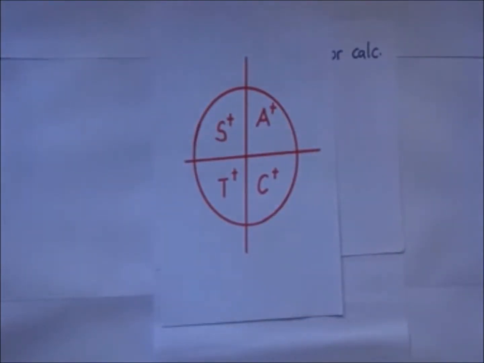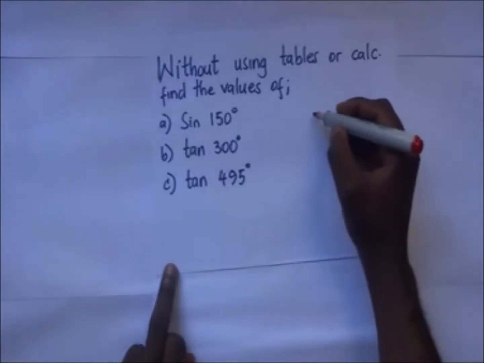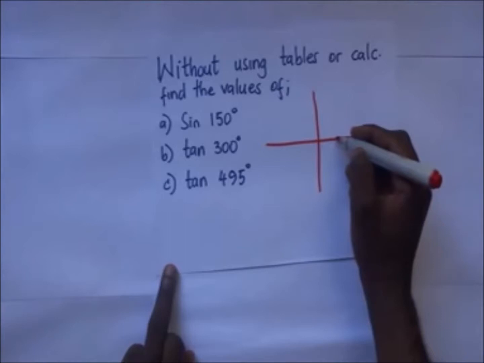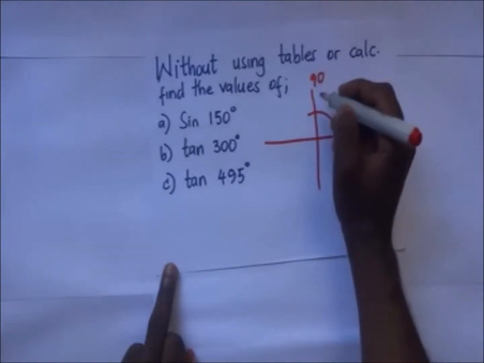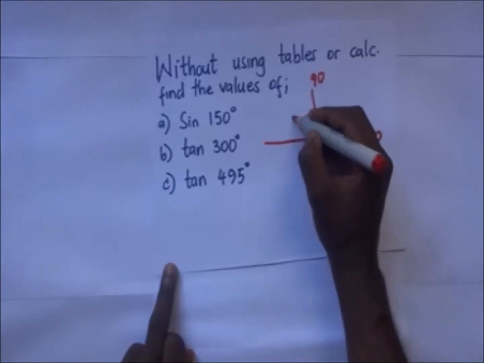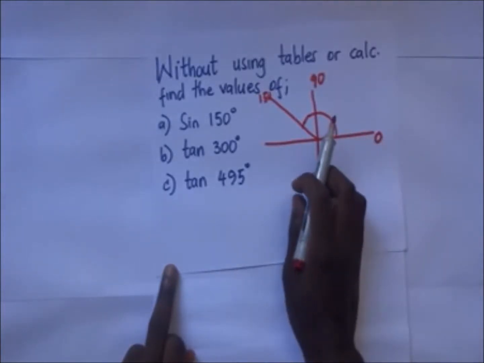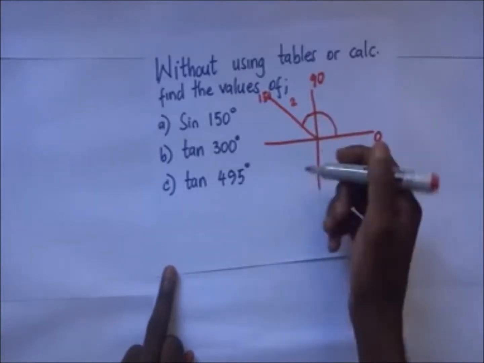Let's do some numbers. Without using tables or calculator, find the value of sine of 150. So now looking at the sine of 150, let's draw this. We start from here, 0 degrees, this is 90, so 150 lies around here. If you look at sine of 150, it's lying in the second quadrant.